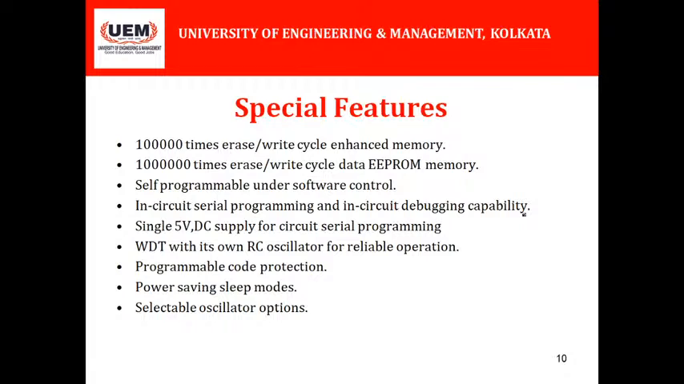This particular PIC microcontroller contains some circuitry which is used for serial programming and for debug purposes. Debugging is to find out the error in the program, in the circuit, or in the system. Serial programming means we can write a program so that serial communication can be done. Next point, a single 5 volt DC power supply is used for the circuits in serial programming.